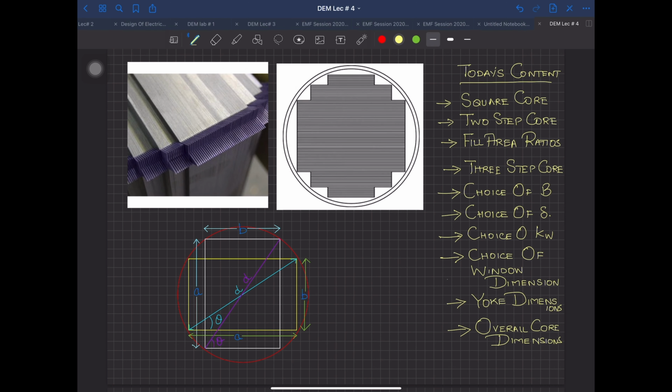Today's contents are, as you can see, the square core, two-step core, fill area ratios, three-step core. Also, we are going to talk about choice of B, choice of delta, choice of the window space factor, window dimensions, yoke dimensions, and the overall core dimensions. Next time, everyone should have his or her own scientific calculator, because next time I'm going to fill the tables. Those tables will be coming from the other book, Indrajit Das Gupta.